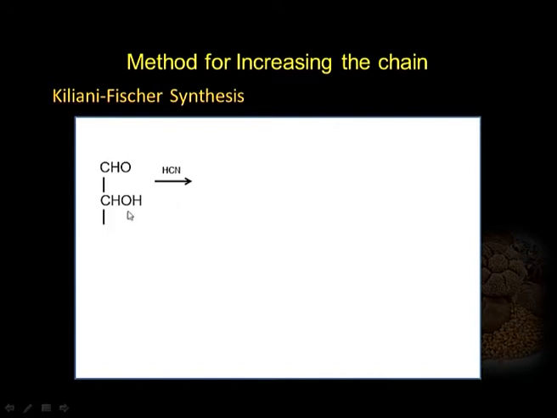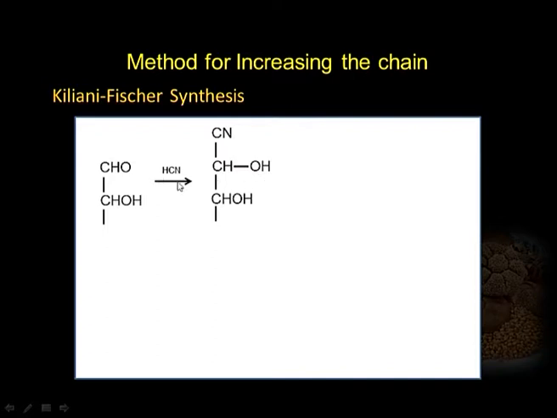In the first step, addition of HCN is carried out. This HCN actually is not used as such. We use either potassium cyanide or sodium cyanide in the presence of hydrochloric acid. So, this HCN adds across this C double bond O and we get the compound known as cyanohydrin, that is, it will be one cyanide, one hydroxyl.